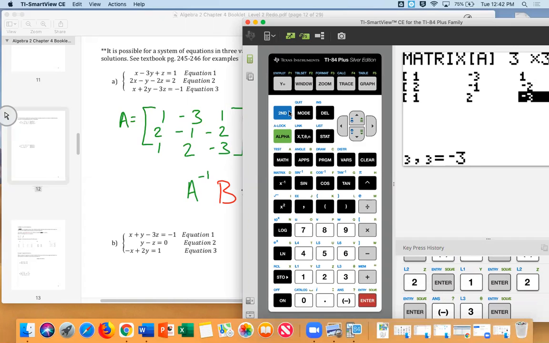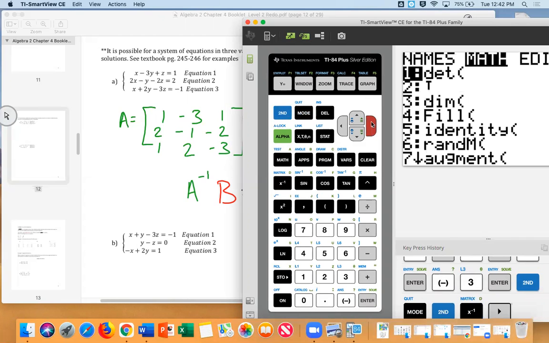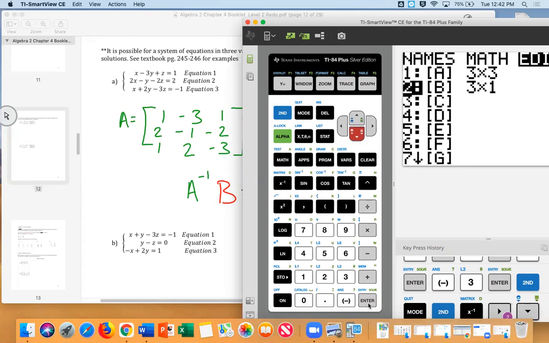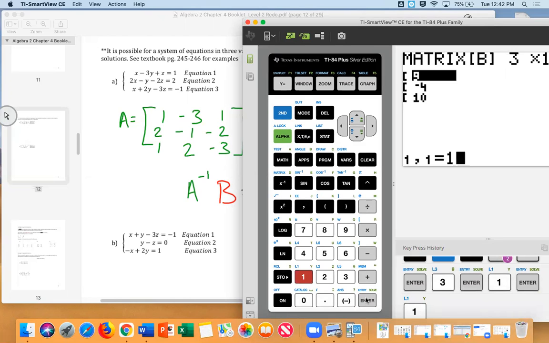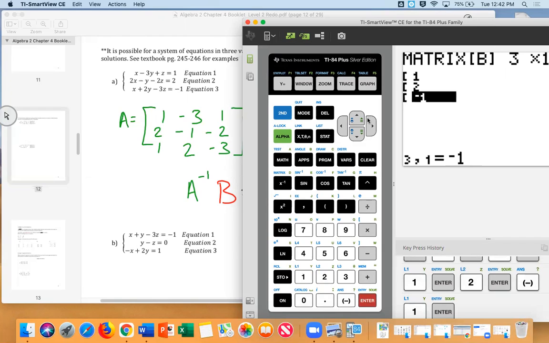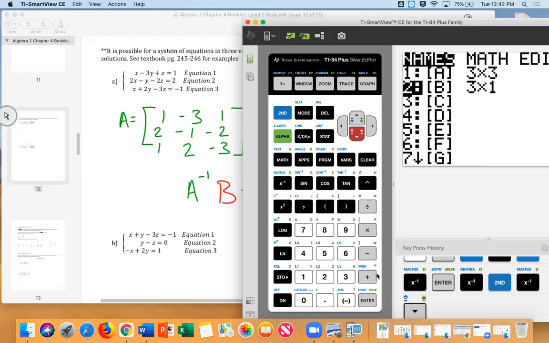Now I need to go back to the home screen. I need to go to my B matrix under edit. This is a 3 by 1. I'm going to enter in my answer matrix, which is 1, 2, -1. And now I'm just going to do A inverse B. So I go back to the matrix, go to the name, A, call it up, inverse, and call up B. Hit enter.